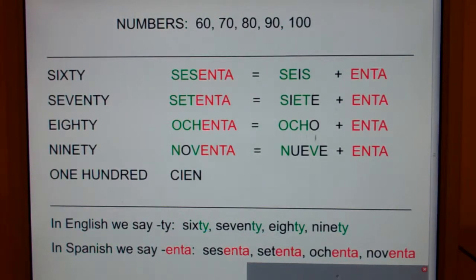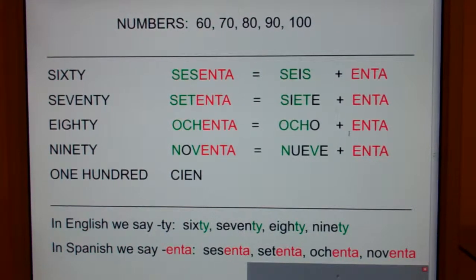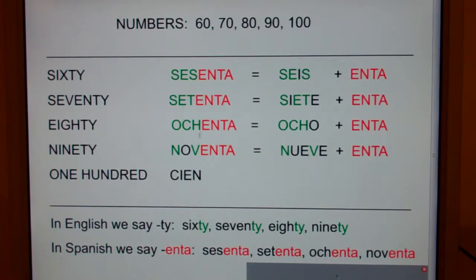Now, ocho smashes into enta and becomes ochenta. Notice, when ocho smashes into enta, the letter O disappears. This is not ochoenta, it's ochenta. So listen and repeat. Ocho plus enta becomes ochenta. Ocho plus enta becomes ochenta.